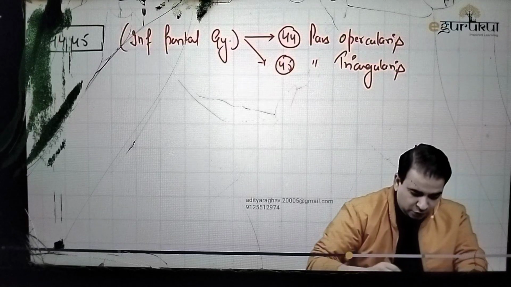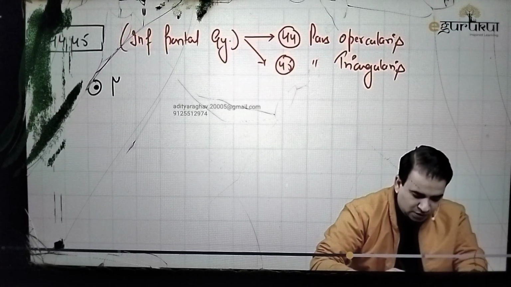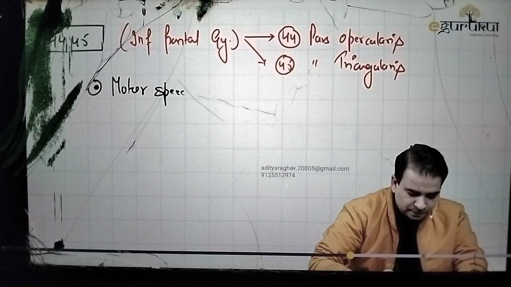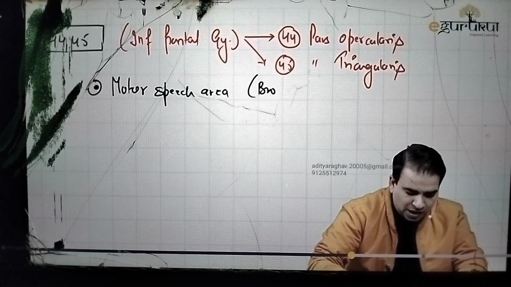Area 44 and 45 are important because this is the motor speech area, or Broca's area.